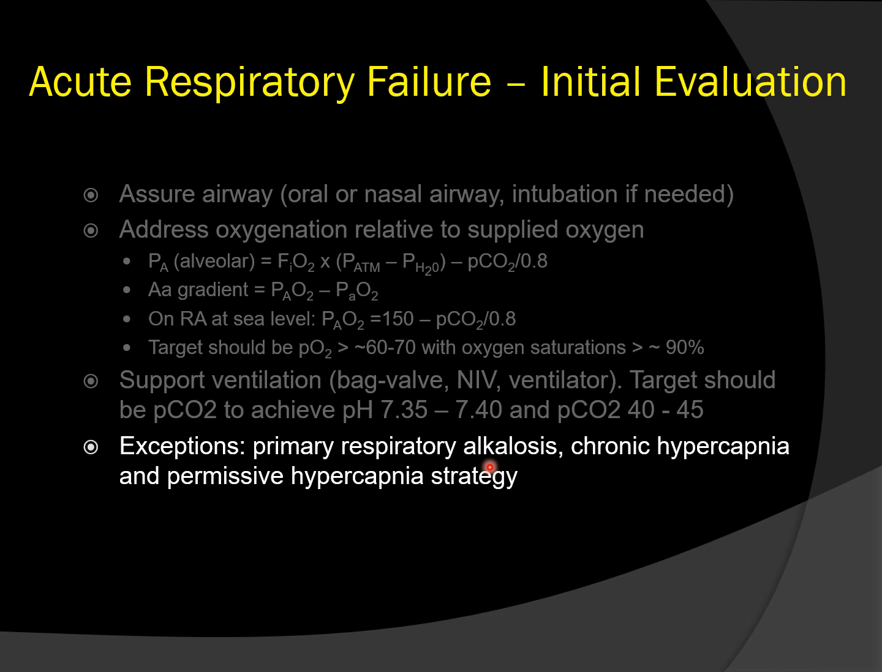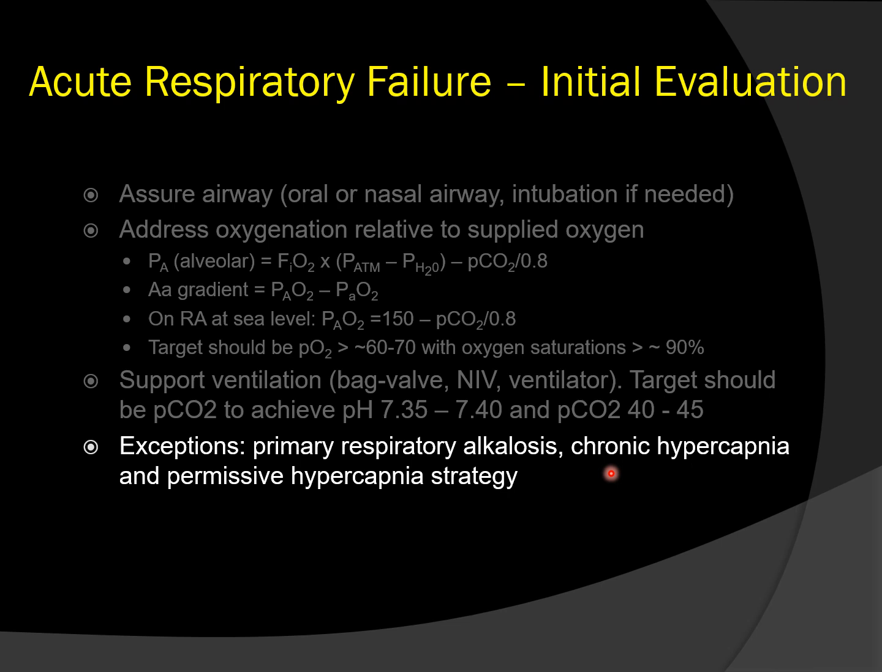Another time we have a different goal of PCO2 is in a chronically hypercapnic patient. We don't need to target a normal PCO2 of 40 to 45. We can target their baseline PCO2, which might be 60 or 70. That will typically still keep their pH close to normal, about 7.3 to 7.4.